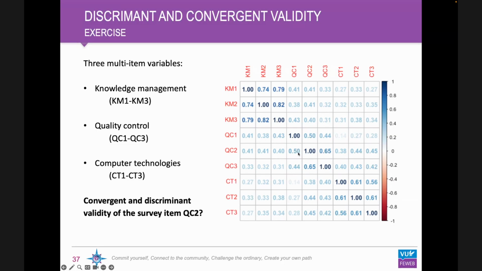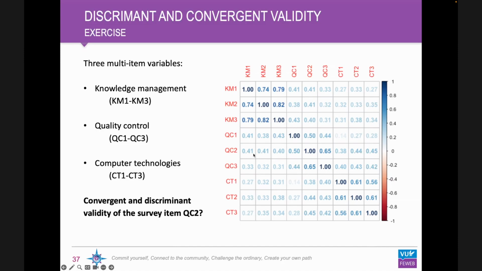With the discriminant validity, we need to look at its correlation with the other items in other constructs. So the first three are looking at KM items, and the last three are looking at CT items. And we want these to be low, to establish high discriminant validity.